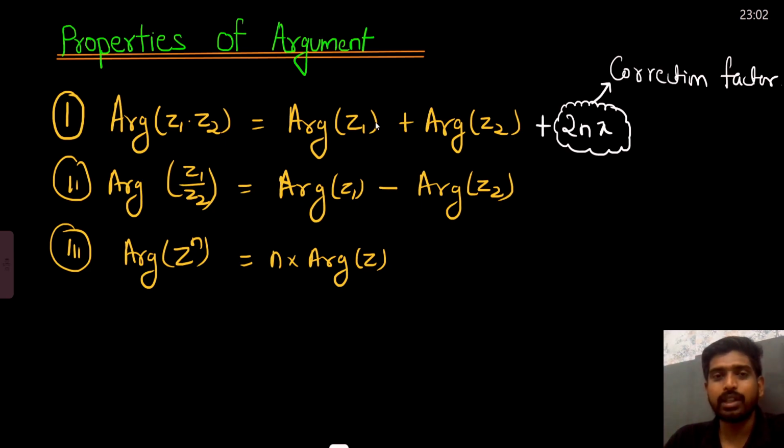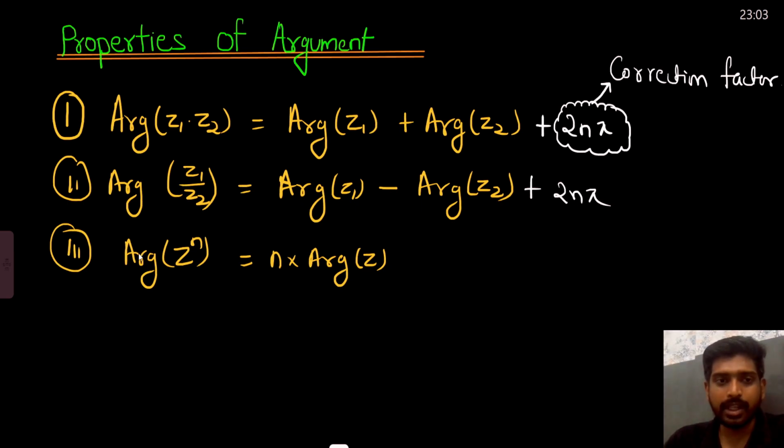Suppose the argument is more than pi, so we'll keep n as minus 1. And we can keep n as minus 1, 0, 1, 2, 3. Got it? Similarly, here also we'll multiply with 2n pi. Why will we multiply 2n pi? As a correction factor. If the argument by using this formula is not in range, we use it; if it is in range, no need of this 2n pi. That means n will be 0.